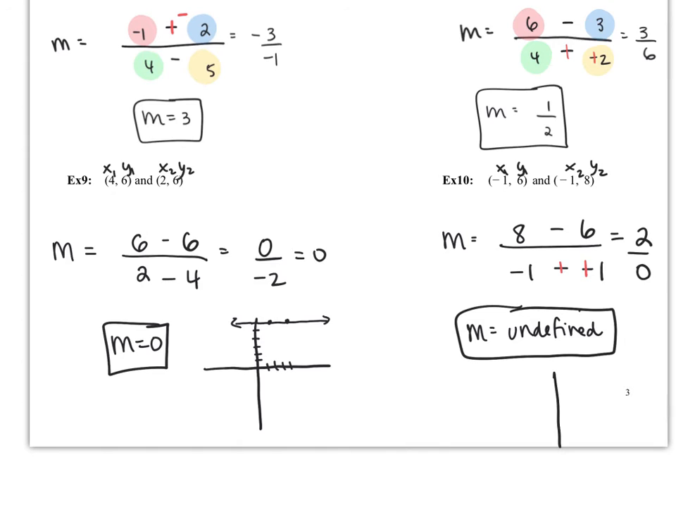I could do the same thing with -1, 6 and -1, 8. So -1, 6 would be over 1 up 6, and -1, 8 would be over 1 up 8. And I'm just doing a quick little sketch. That would get me a vertical line, and I know the slope of a vertical line is undefined.